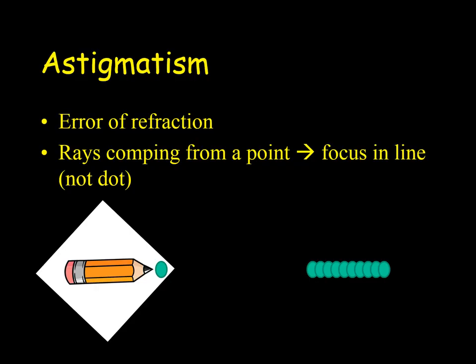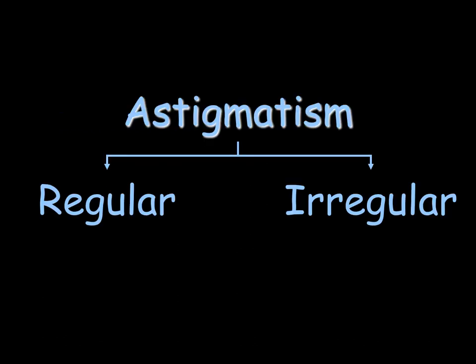Astigmatism is a type of error of refraction in which rays coming from a point will focus in a line and not a dot. Astigmatism can be regular or irregular. I'm going to start with the first type.